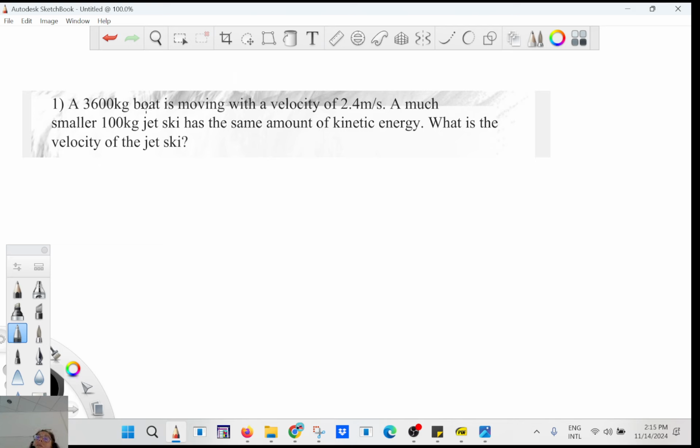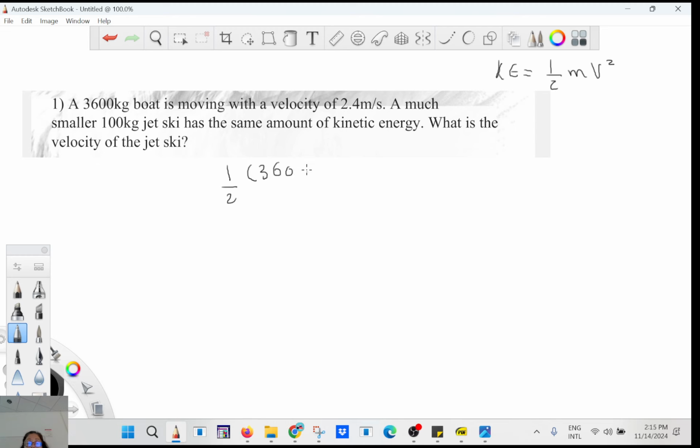Okay, number 1 is easy, it's just algebra. So remember, kinetic energy equals 1/2 the mass times the speed squared. And remember, v is a speed, so it's going to be a scalar. How much does the jet ski need to have the same amount of kinetic energy? How much did you find? 86.4? Okay, let's try.